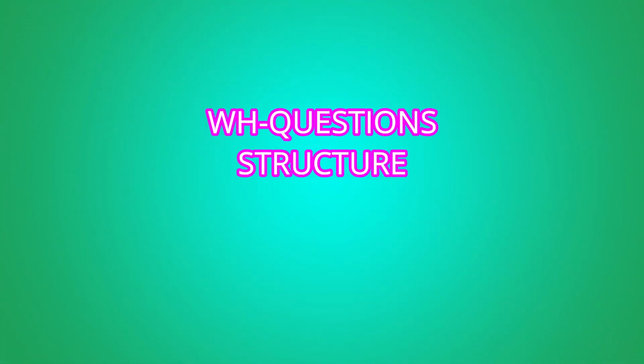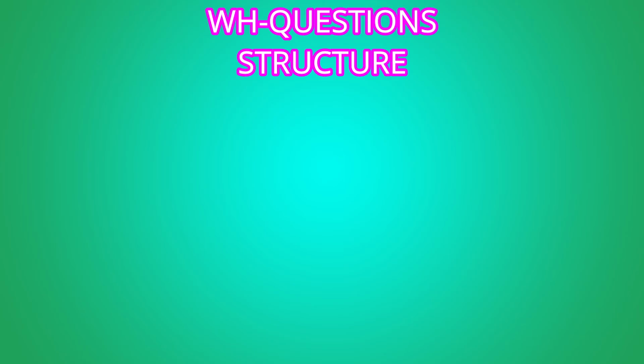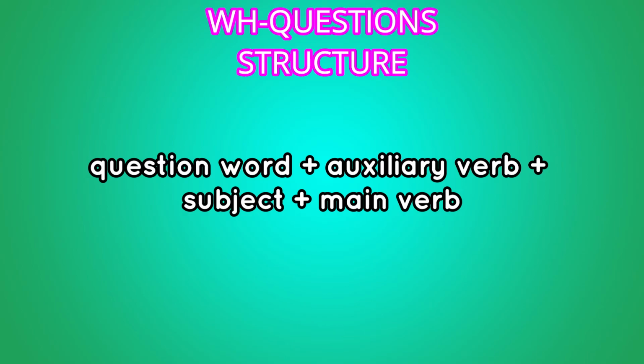Before we move to the explanation of each question word, let's see the structure that we follow to create questions using these words. The word order or the structure that information questions follow is the question word, the auxiliary, the subject, and the main verb. It is the same structure that yes/no questions follow, but in this case we include the WH word at the beginning.